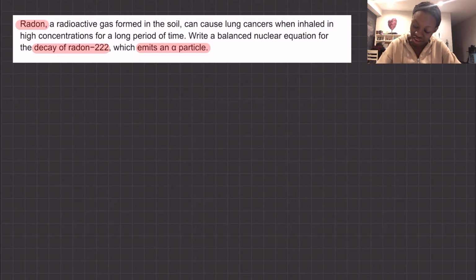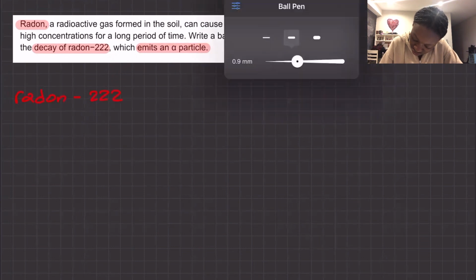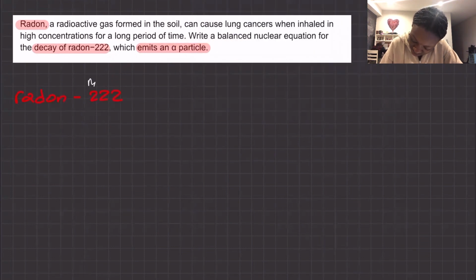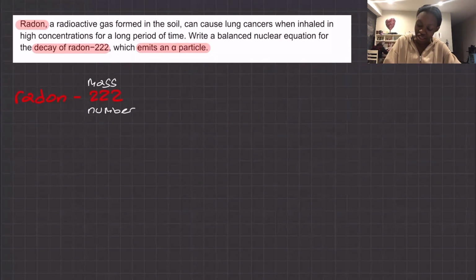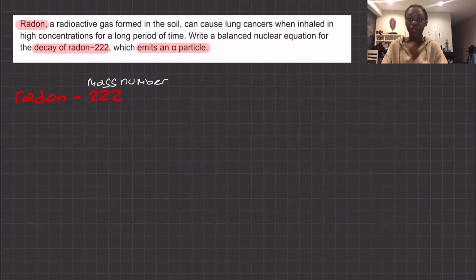So this isotope has a mass number of 222, right? That's the isotope. However, in an isotope, we need to know both the mass number and the atomic number.